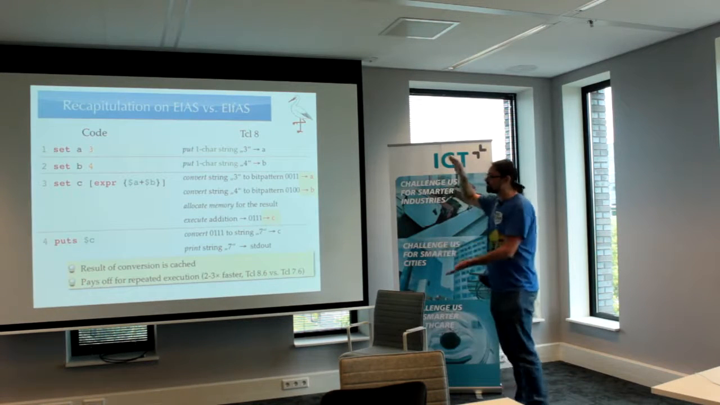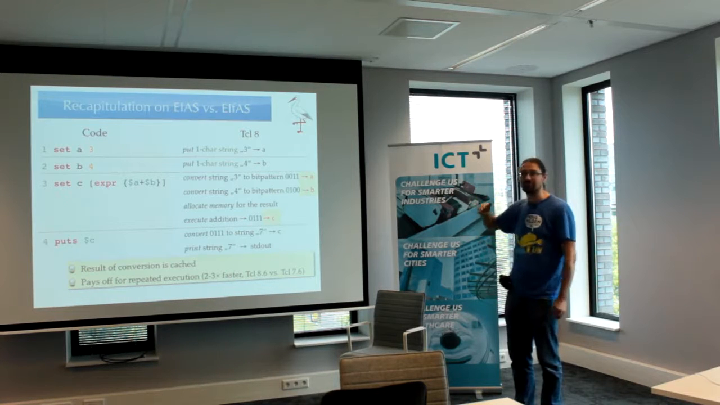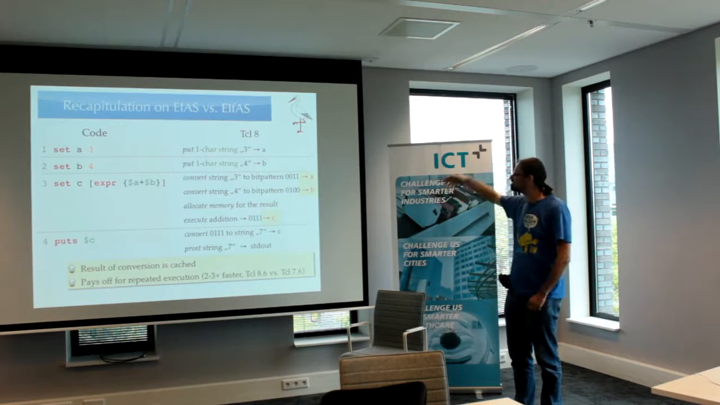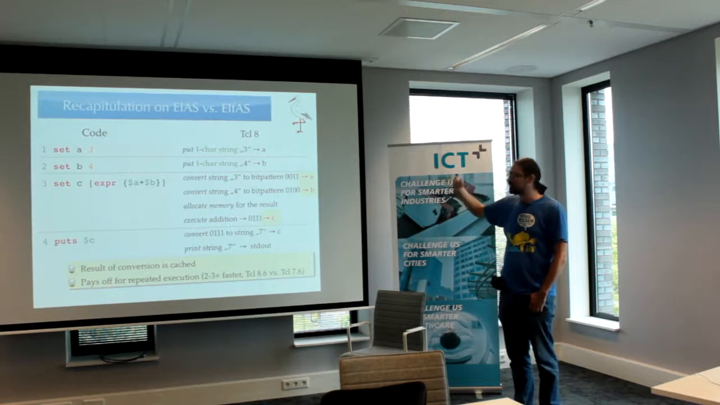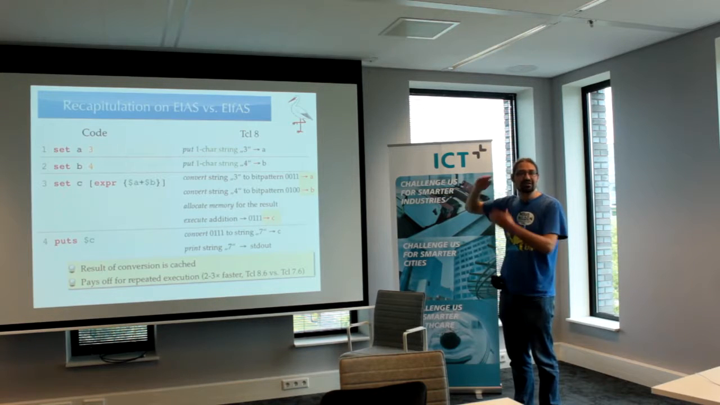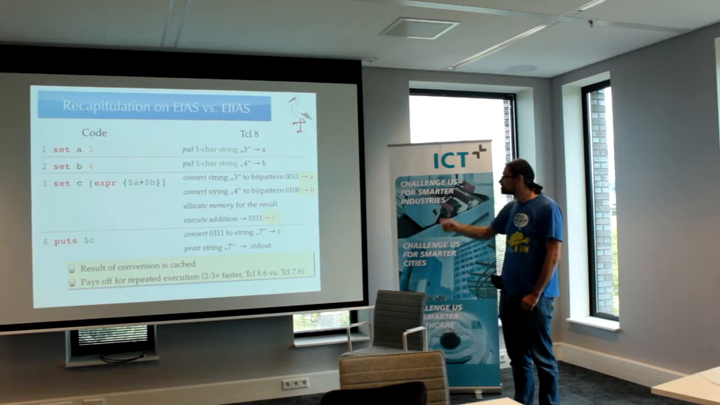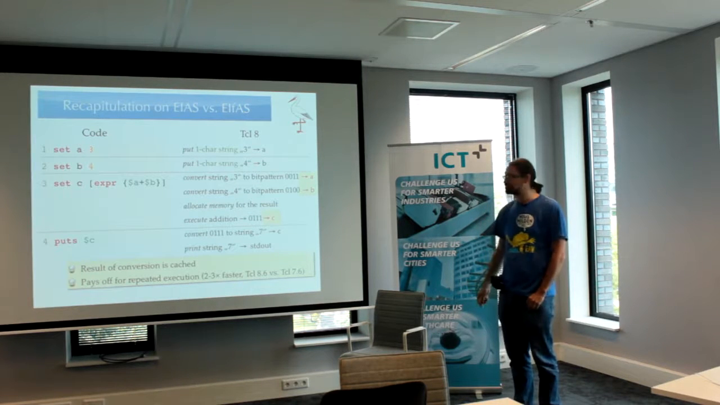If you run this a single time, it will not be faster, because you're actually doing more work. You're storing the binary representations in the variables. But if you repeat that addition or do more work on the arithmetic, then you do not need to convert the strings all the time. You can just use the binary representation that's stored in the variables, and that makes it run faster. For example, this expression line runs 2 to 3 times faster in 8.6 versus 7.6 on this MacBook. I've tried it.